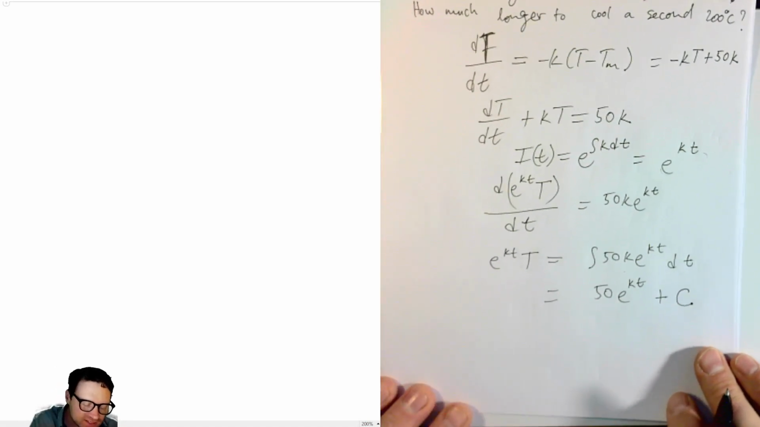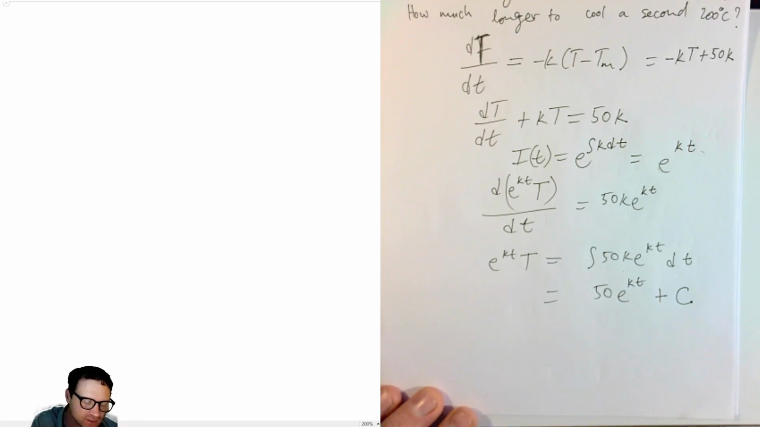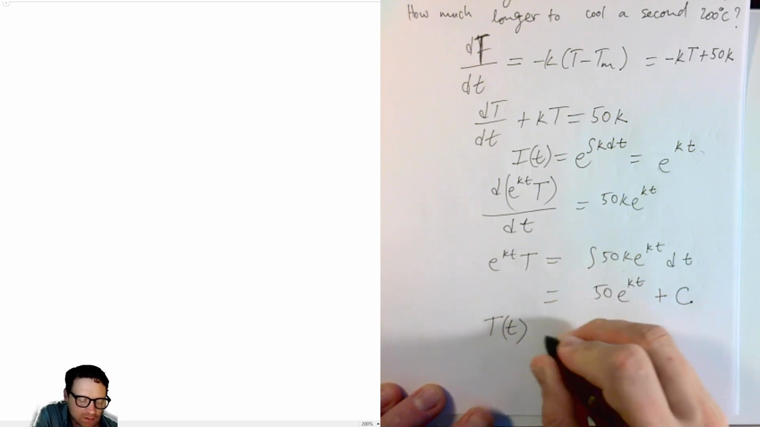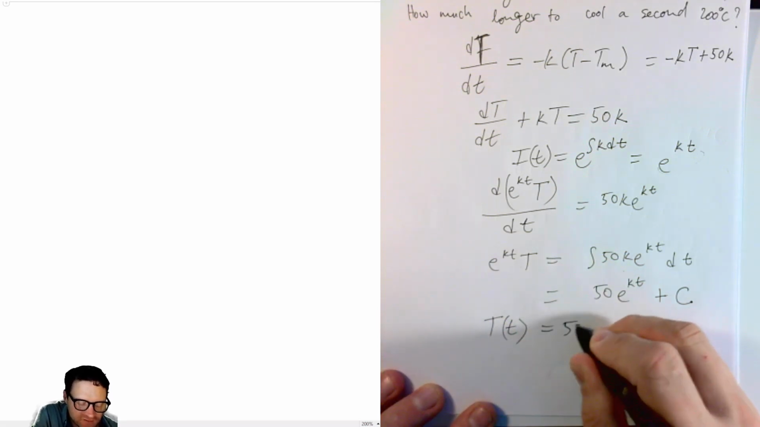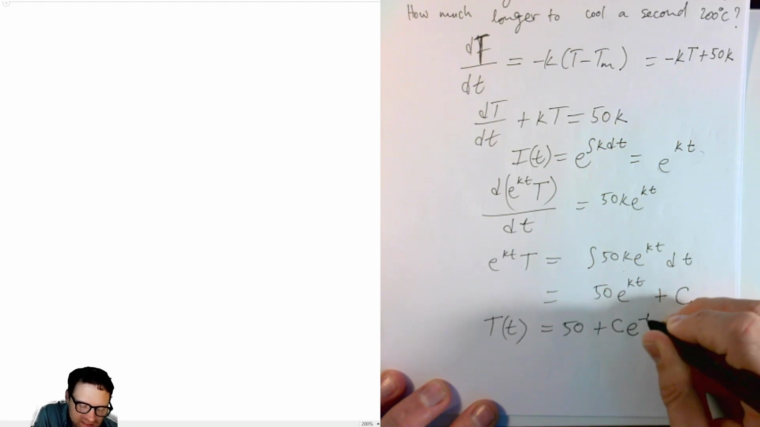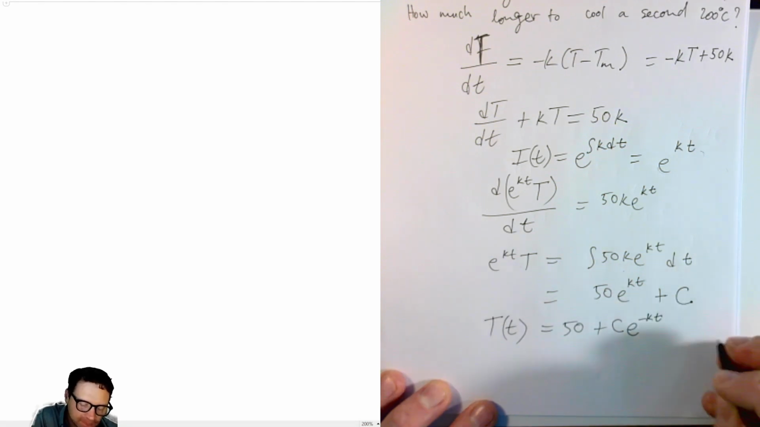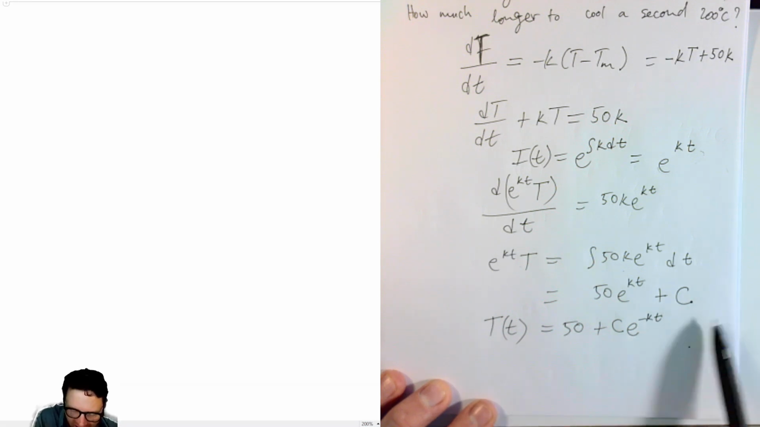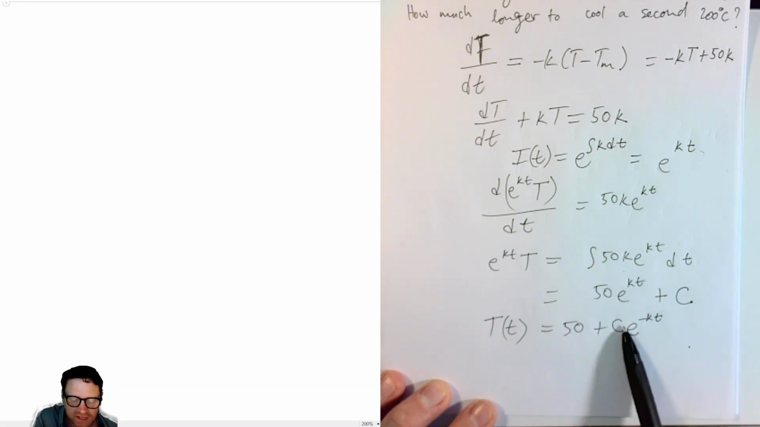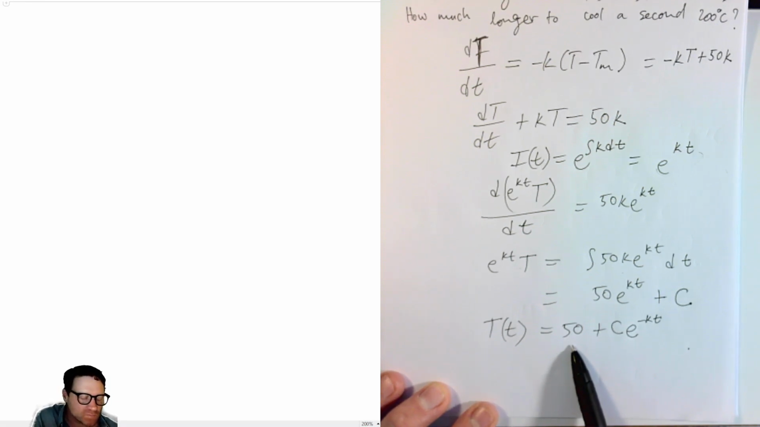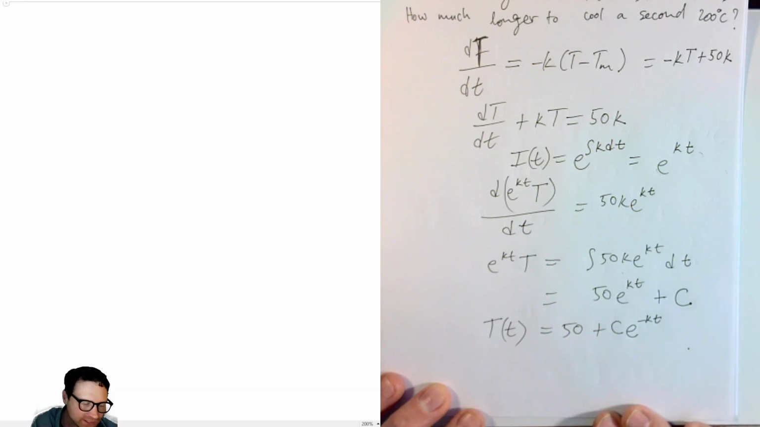Okay, so now let's write uppercase T as a function of lowercase t. So we've got 50 plus c times e to the minus kt. And that makes sense because if you let enough time pass, this term becomes 0 and you end up with the ambient temperature. So that sounds sensible.